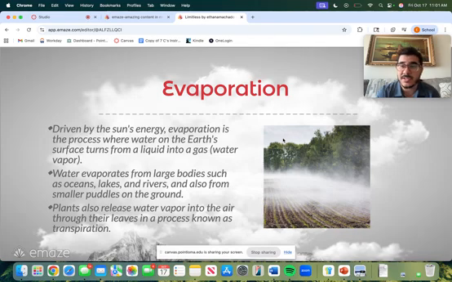If you want to pull reference examples to make sure that you really understand it, you can put that it comes from oceans, lakes, rivers, and puddles. And then the last point, it's good to know, but you don't necessarily have to write that plants also release water vapor into the air, and the name of the process. But I want to make sure you have that evaporation is the process where water turns from liquid into a gas. Okay, and then put at least one example. So go ahead and take a second to do that. Put it underneath your evaporation on your diagram.